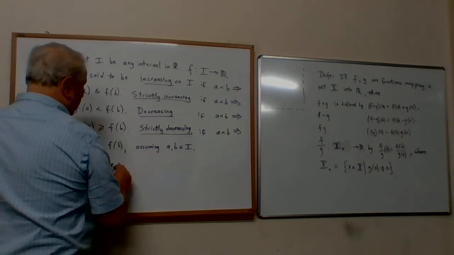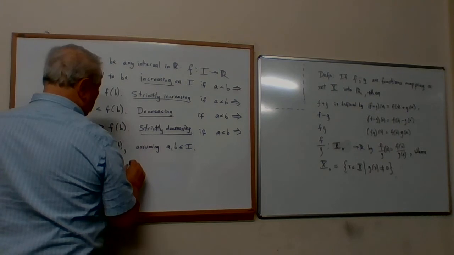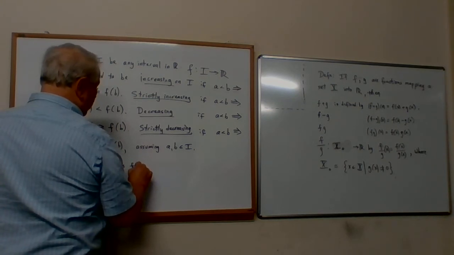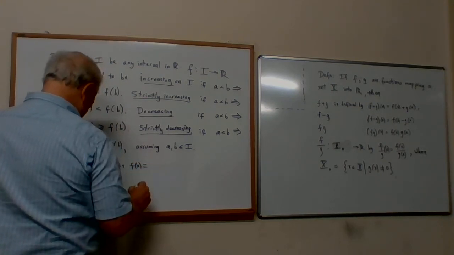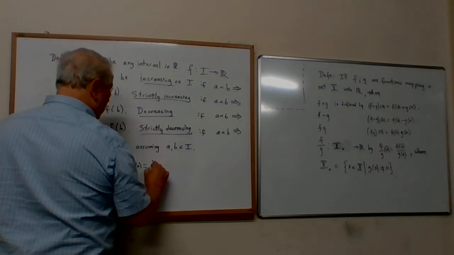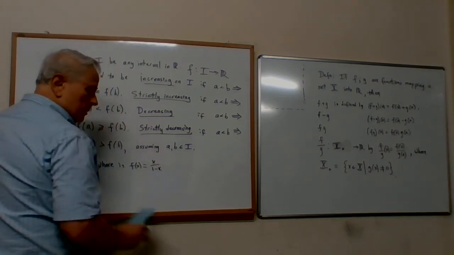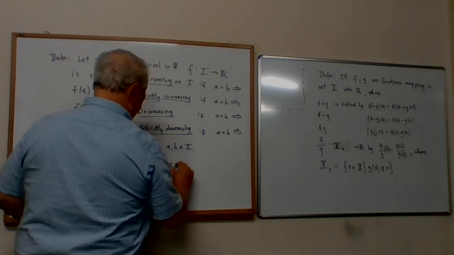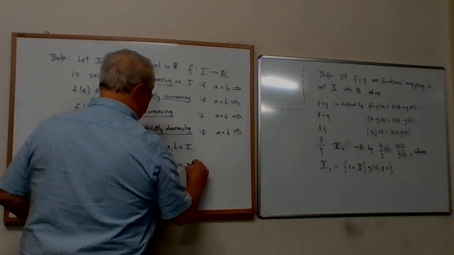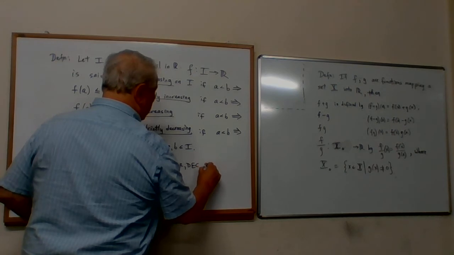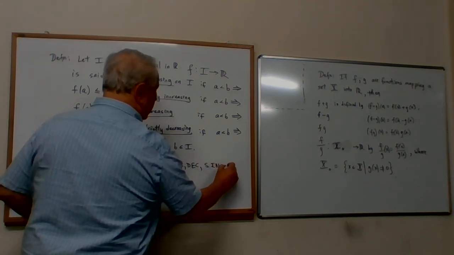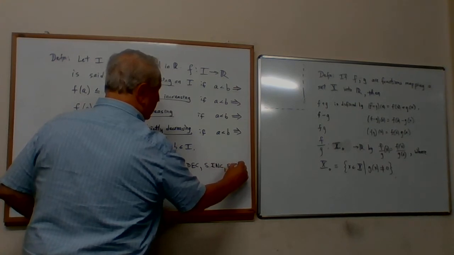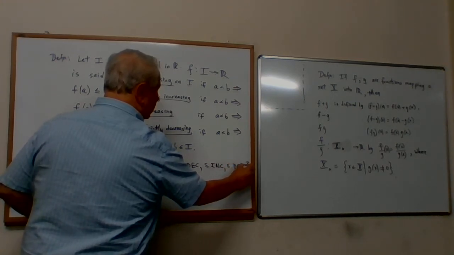Where is f of x equal to x over 1 minus x increasing, decreasing, strictly increasing, and strictly decreasing?